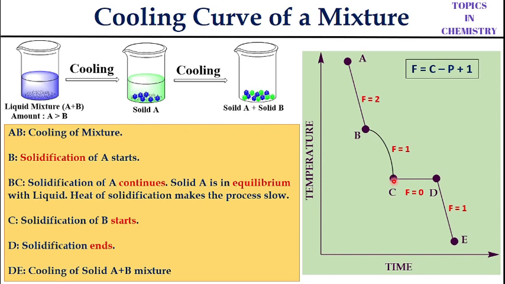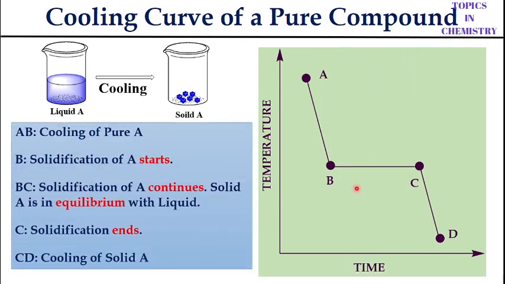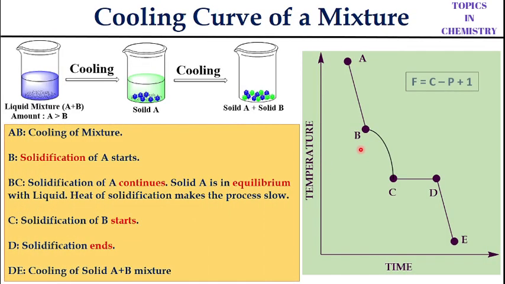Now it ought to be mentioned that B is the starting of solidification of A. So if you see my last slide, you can see the cooling curve. In the cooling curve, first the B point stands for the solidification of A. So this is the freezing point of liquid A. Now if you consider the next slide, here also B stands for the freezing point of liquid A. But remember here the temperature is lower than in the previous slide.